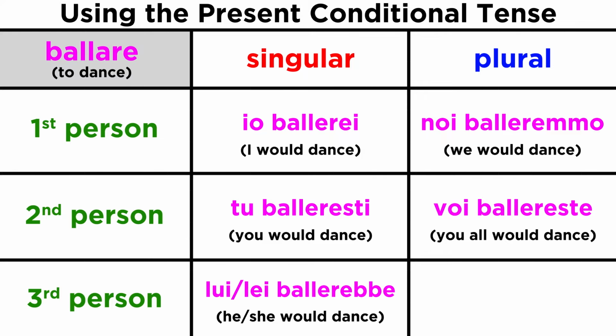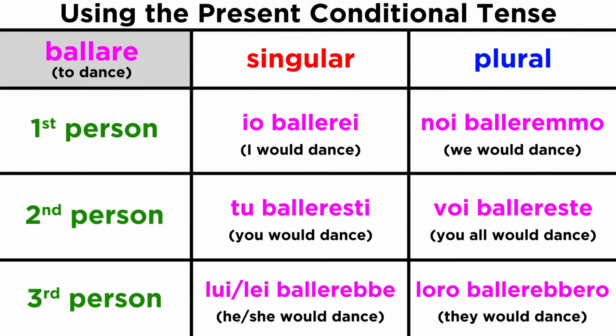Continuing, we have voi ballereste. This is the same as second-person singular, except it ends in E instead of I. And then, loro ballerebbero. Again, just like third-person singular, but with an added RO. Ballerei, balleresti, ballerebbe, balleremmo, ballereste, ballerebbero.